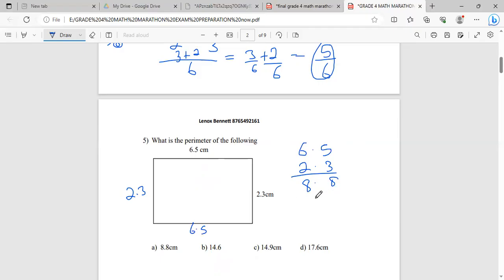All right, so we can just add 8.8 to 8.8. Because if two sides give you this, then these two sides are going to give you the same. 8 and 8, 16. 8 and 8, 16 and 1, 17. So our answer would be D, 17.6 centimeters.